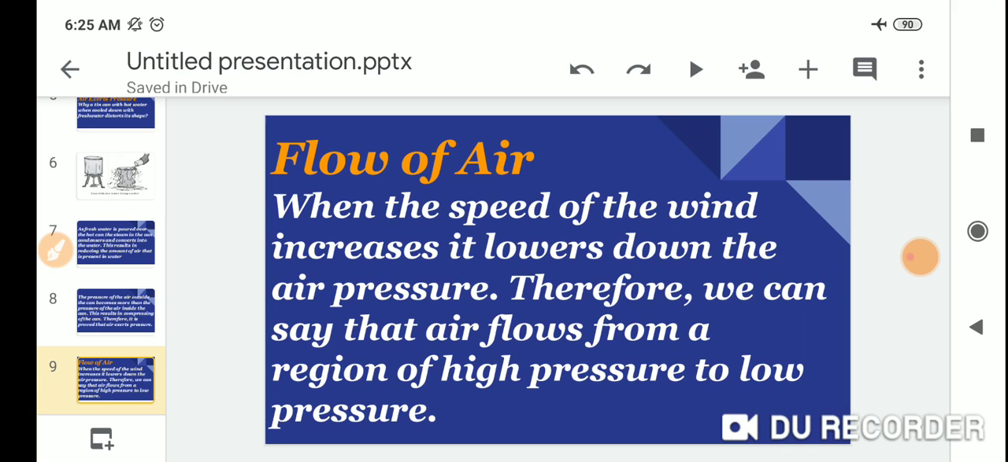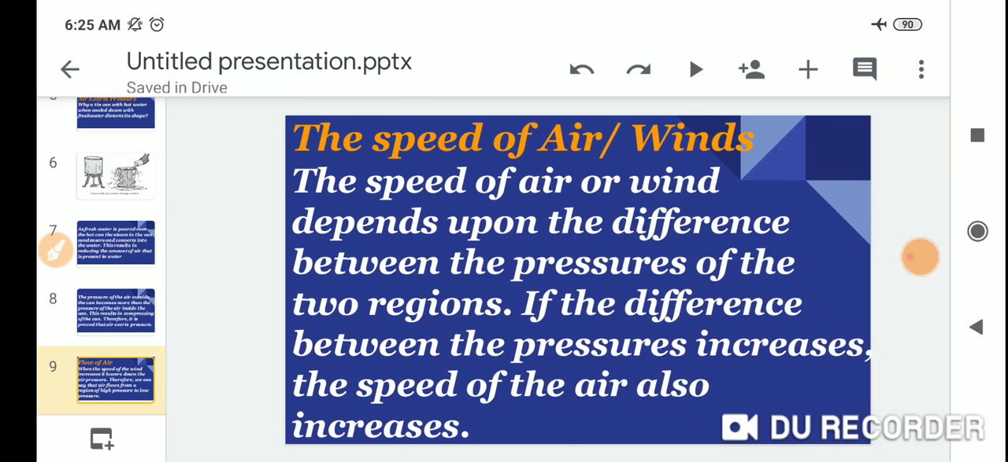Flow of air. When the speed of the wind increases, it lowers down the air pressure. Therefore, we can say that air flows from a region of high pressure to low pressure.